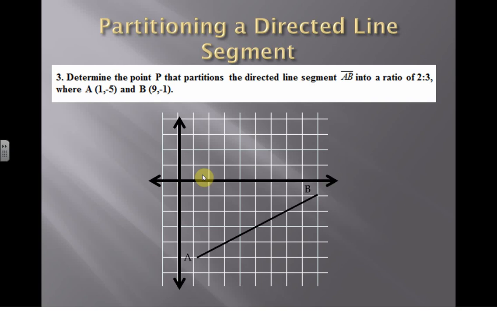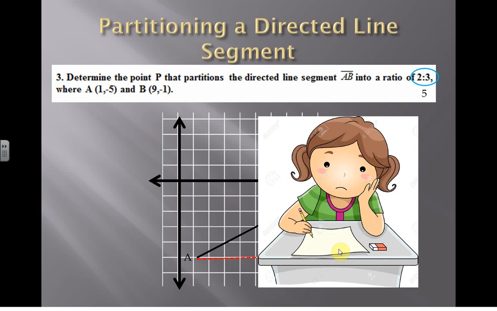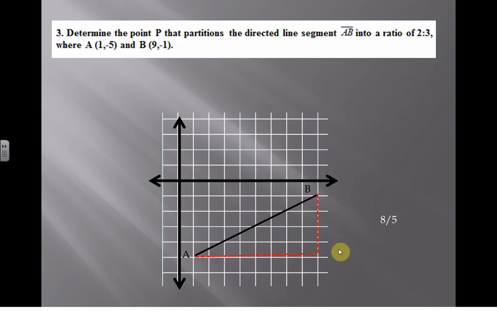So again, we're going to plot the points. I want a ratio of 2 to 3. So I'm going to count horizontally and vertically because it's easier for me. And I need a total of 5 equal pieces. So when I count horizontally, 1, 2, 3, 4, 5, 6, 7, 8, I get 8/5. I know that that's ugly, but it's okay. Don't worry about fractions, people. Okay. So if I have this, I have 8/5 and 4/5. That's no big deal.